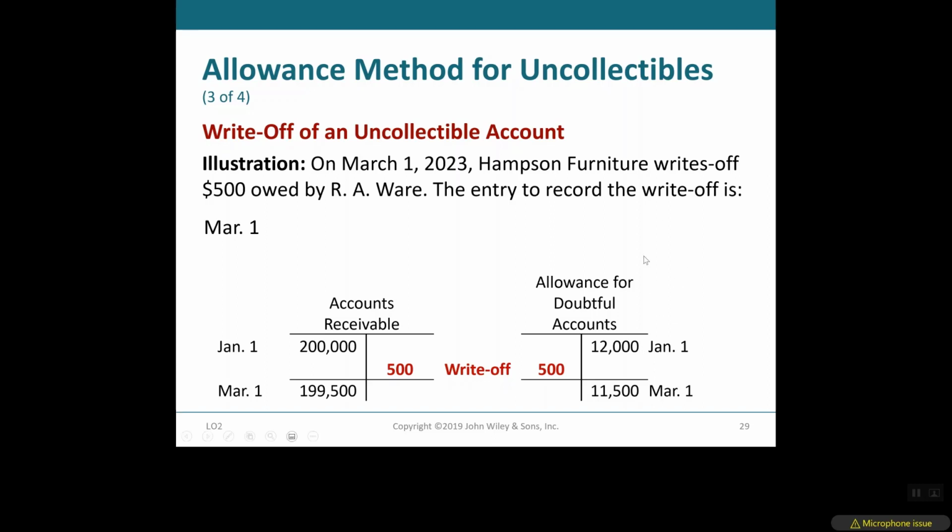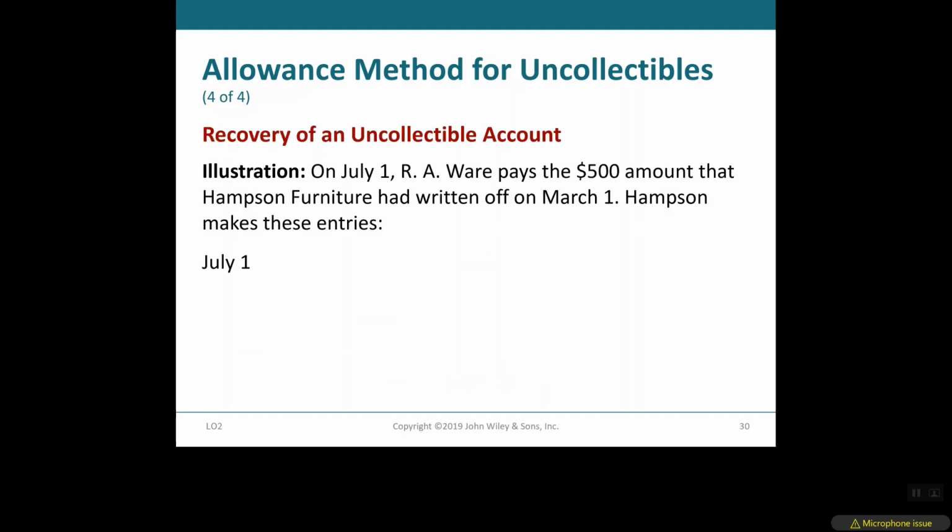By what we've read before, we're going to debit our allowance for doubtful debt and credit our accounts receivable. This takes this person out of our books. We're saying we can't get this money anymore. Again, our bad debt expense is no longer affected because we've already made that provision in the period. Okay, so allowance for doubtful debt is 500, and then accounts receivable 500.